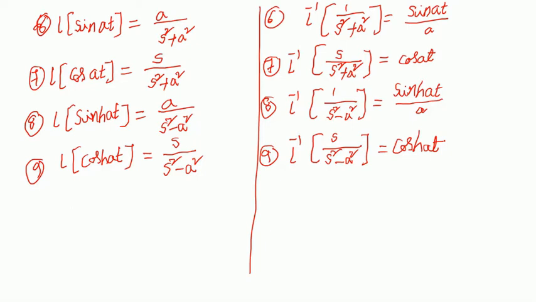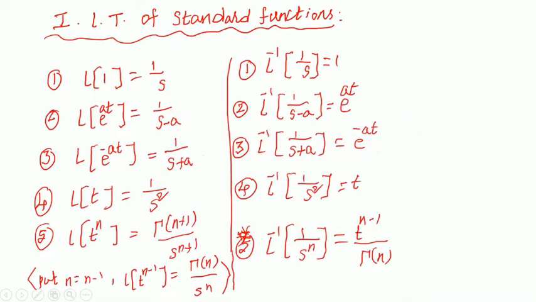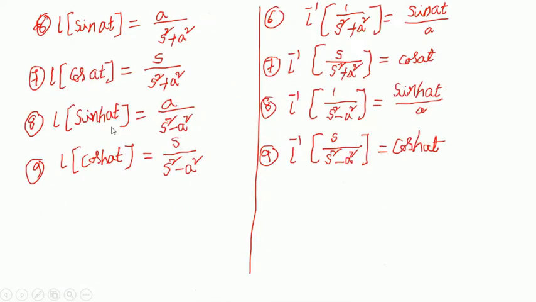So no need to learn these 9 formulas in the inverse Laplace transform. If you learn the 9 standard formulas in the Laplace transform, from that you can get the inverse Laplace transform formulas. But mainly you have to remember this formula, L inverse of 1 by S power n is equal to T power n minus 1 by gamma of n, right? The remaining formulas you can get from the Laplace transform of standard functions. Now in addition to these 9 formulas, we have to remember another 3 formulas in the inverse Laplace transform, right?